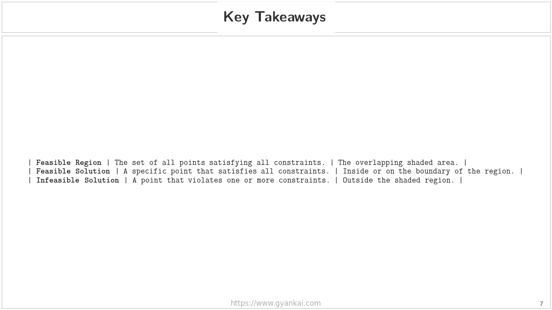On the other hand, we have the infeasible solution. As we saw in our bakery example with the point 6, 1, an infeasible solution is any point that violates even just one of our constraints. Visually, you will find these points located outside the shaded region.